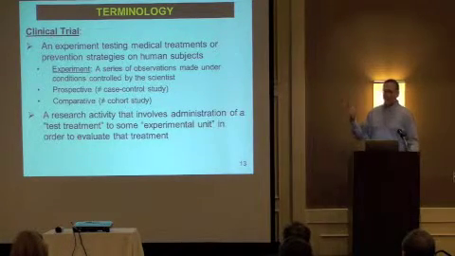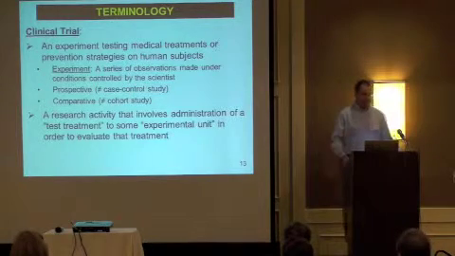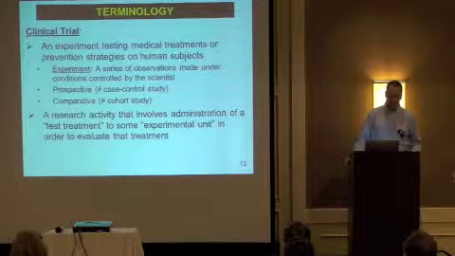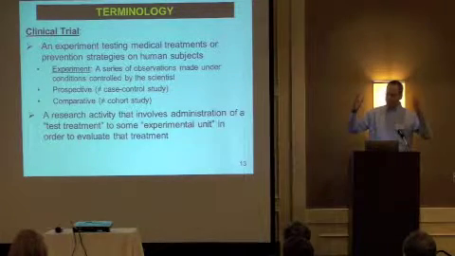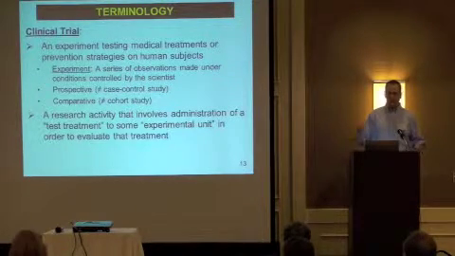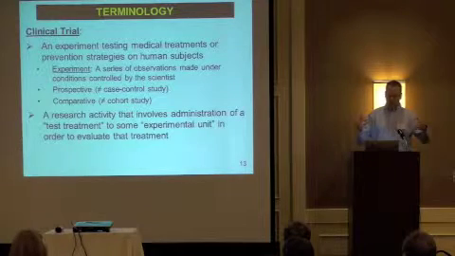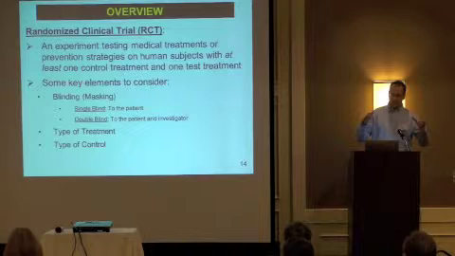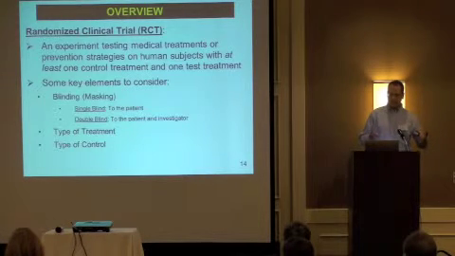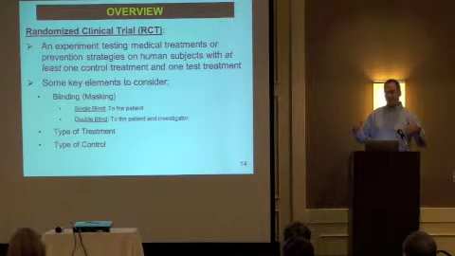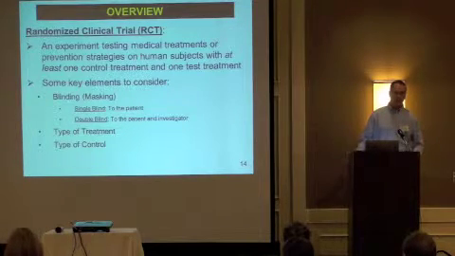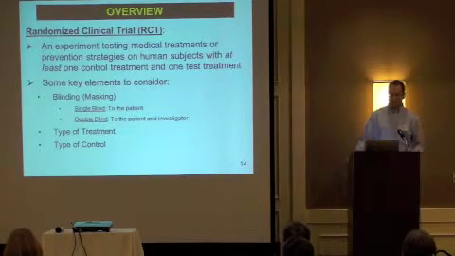So hopefully, since you're at the course, you're familiar with this, but the definitions in here, just to reiterate. A clinical trial is just an experiment that's testing medical treatments or prevention strategies on human subjects, right? So it's involving the administration of some test treatment. A randomized clinical trial is doing that with at least one control and at least one test treatment, right? You might have more than one test, you might have more than one control in some situations. So you're doing this in a randomized fashion.